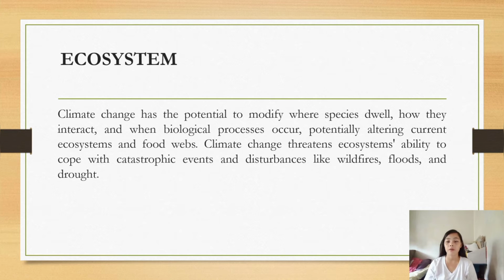Climate has a pervasive influence on individuals, plants, animals, populations, communities, and the entire ecosystems. Climate change has the potential to modify where species dwell, how they interact, and when biological processes occur, potentially altering current ecosystems and food webs. Climate change threatens ecosystems' ability to cope with catastrophic events and disturbances like wildfires, floods, and droughts.